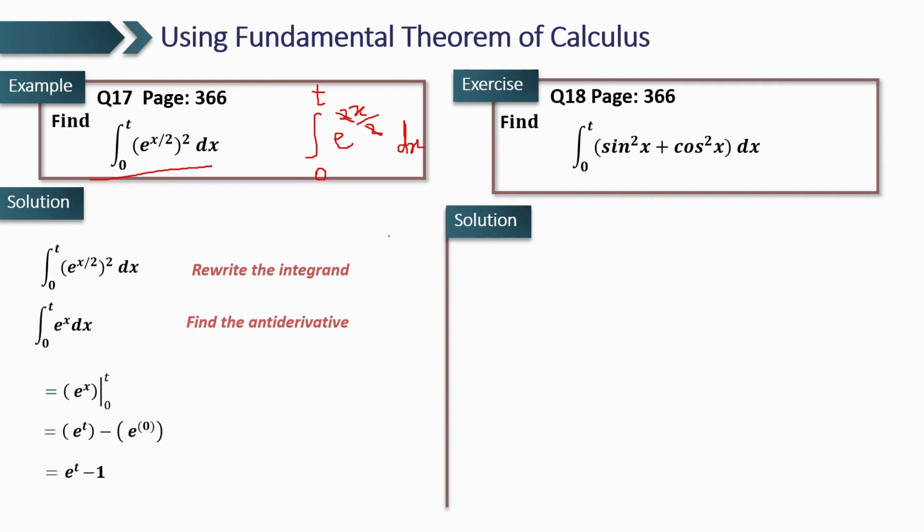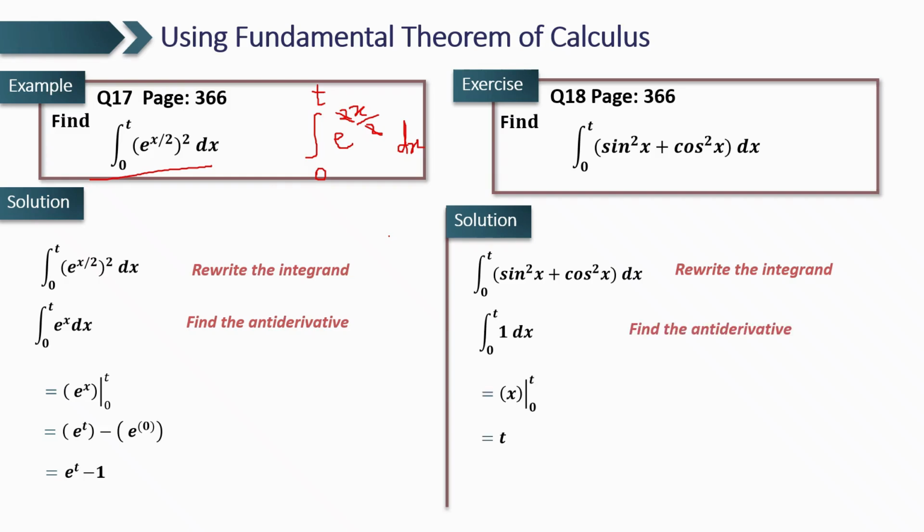Let's proceed with the next question. Here if you notice, it is nothing but sine squared x plus cos squared x dx. Hope you all remember the identity. Sine squared x plus cos squared x. Exactly, it's 1. So actually we are finding the antiderivative of just dx, which is x. And don't forget, the lower limit is 0 and the upper limit is t. So the answer will be t minus 0, which is t.